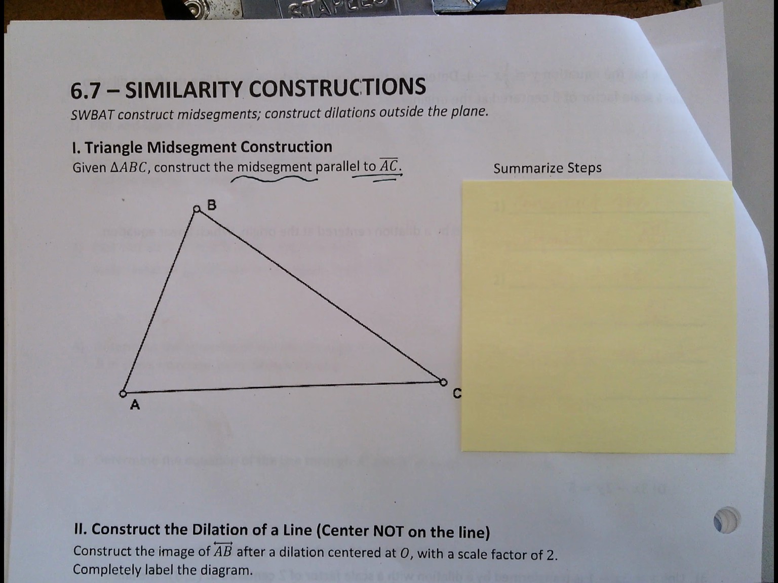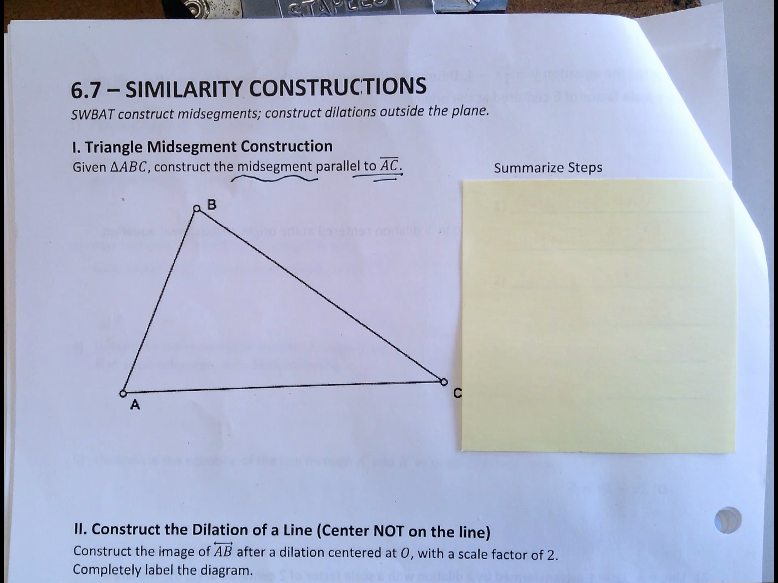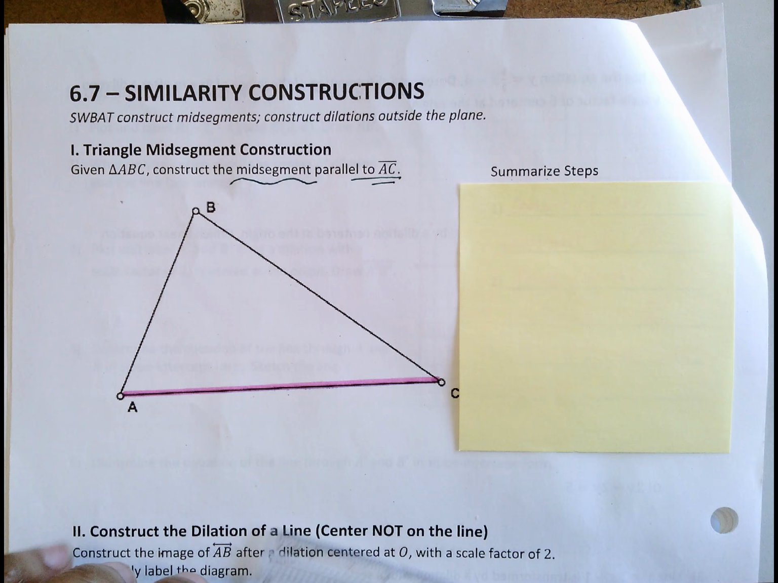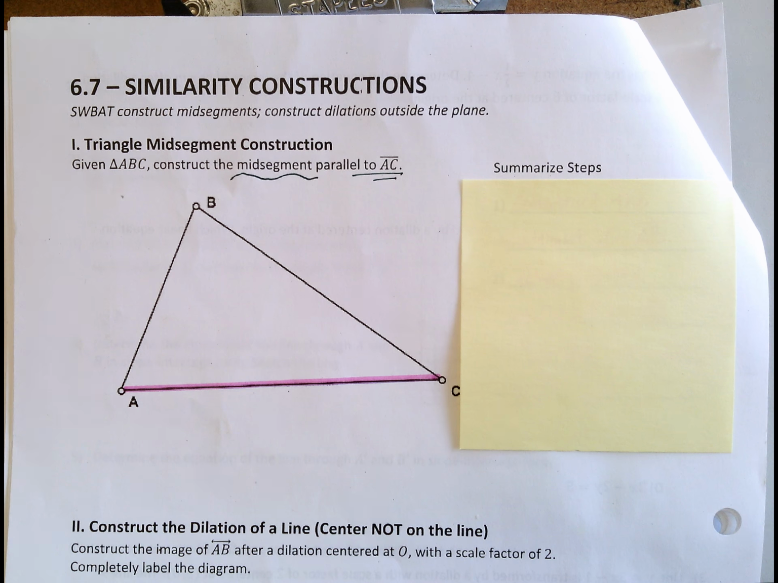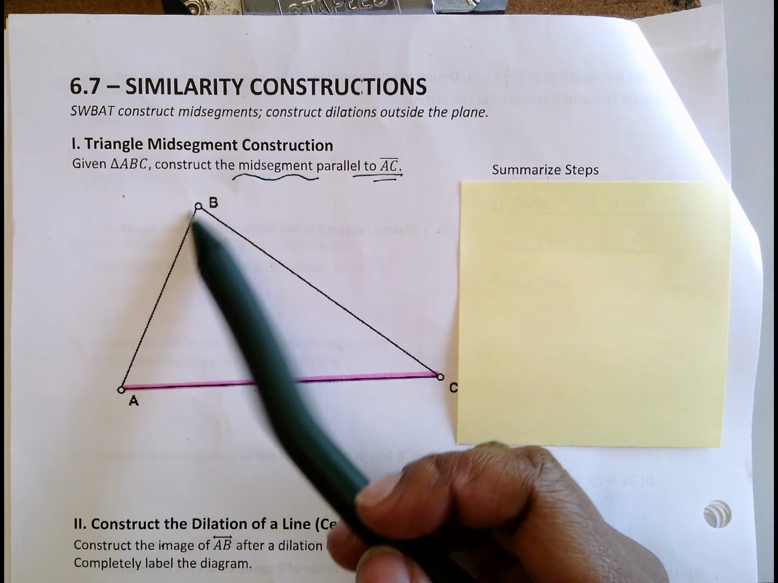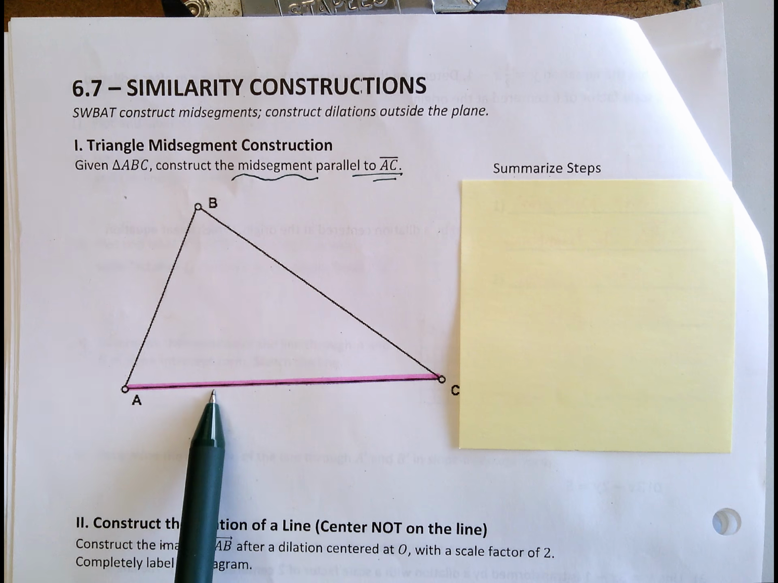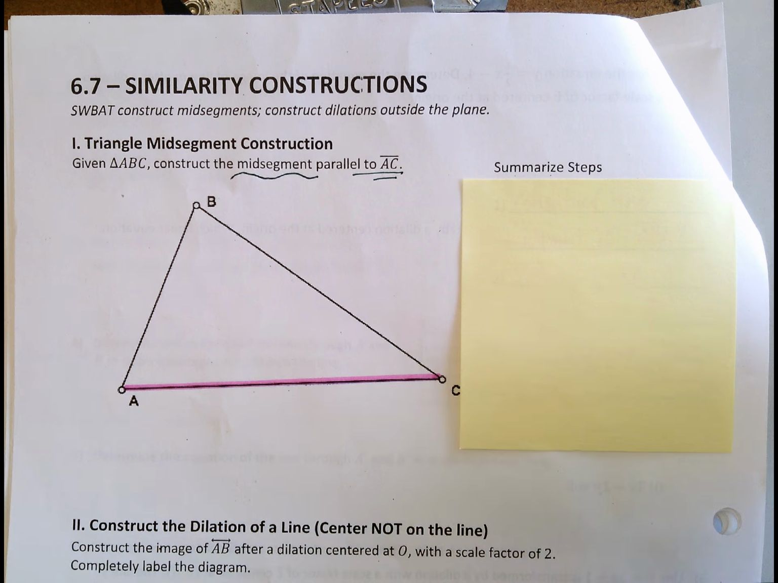So it says, given this triangle ABC, construct the mid-segment parallel to AC. I know I'm going to want a segment that is parallel to AC, which is this right here. For a segment to be parallel to that, it has to be in a certain place. And I know that segment is going to have a midpoint on segment AB and a midpoint on segment BC that's going to connect and be parallel to AC. In order to figure out where that is, all I have to do is bisect side AB and bisect side BC.